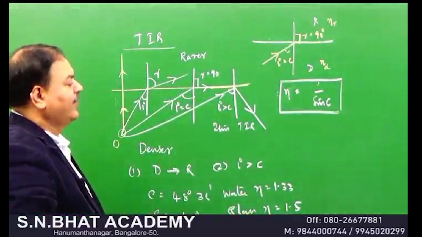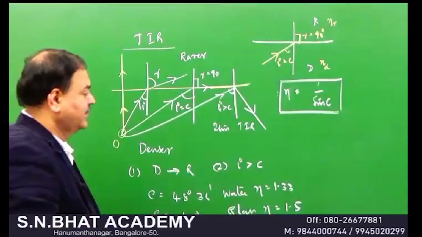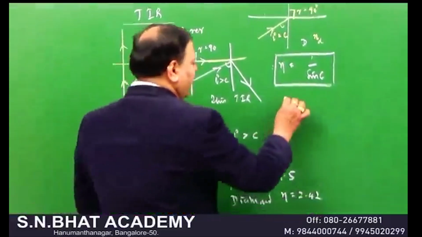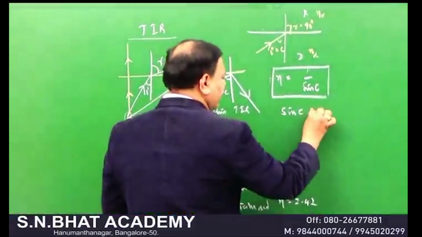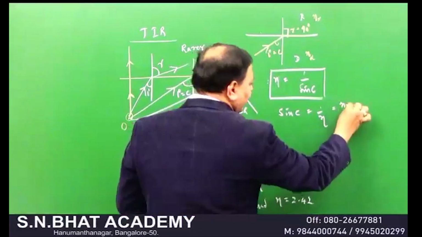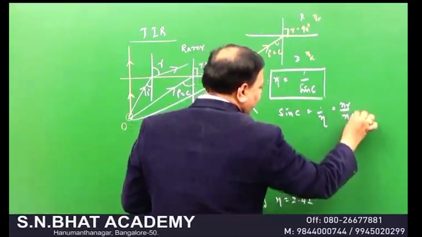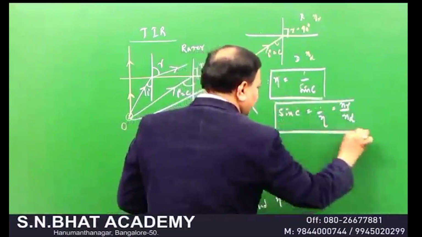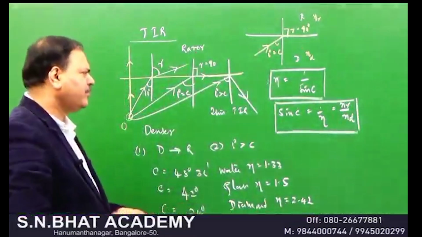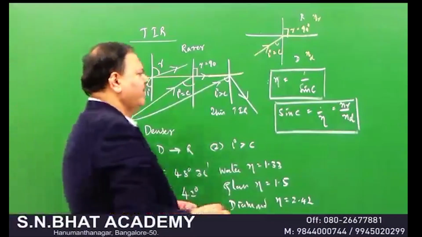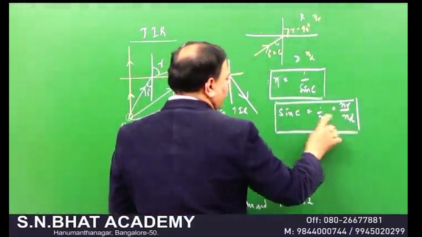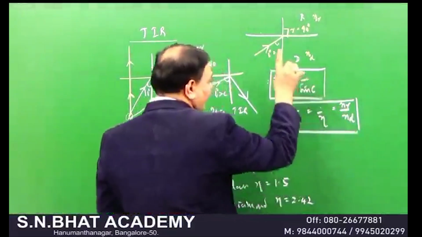So this is another definition of the refractive index. Therefore, the formula is sin C equals 1 by N, and this can also be written as the refractive index of the rarer medium by the refractive index of the denser medium. This also you have to remember, it's very important. For air Nr is equal to 1, for diamond it is N, and therefore sin C you will get as 1 by N.